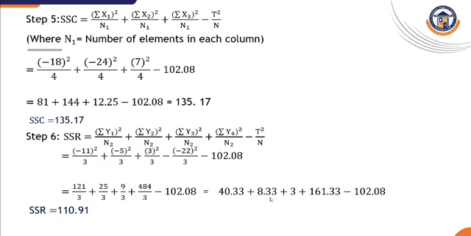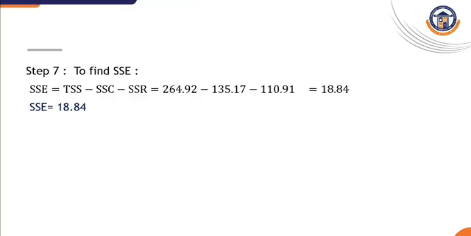40.33 plus 8.33 plus 3 plus 161.33 minus 102.08. Simplifying this by adding and subtracting, we get the sum of squares on row as 110.91. So now determine the sum of squares on error.